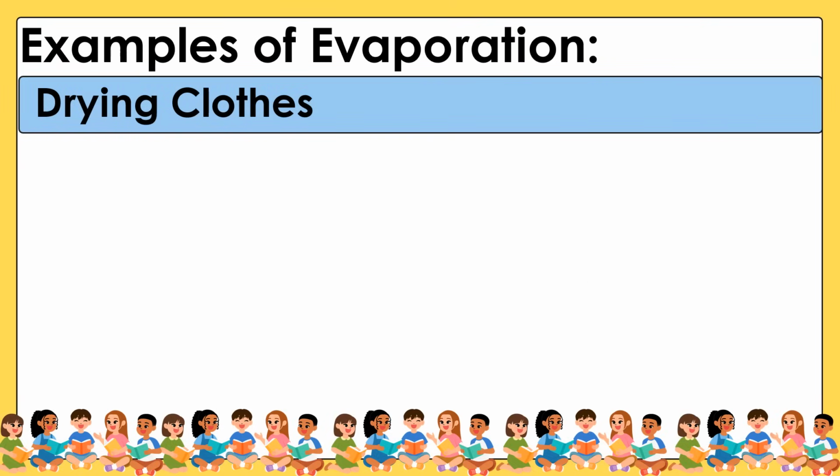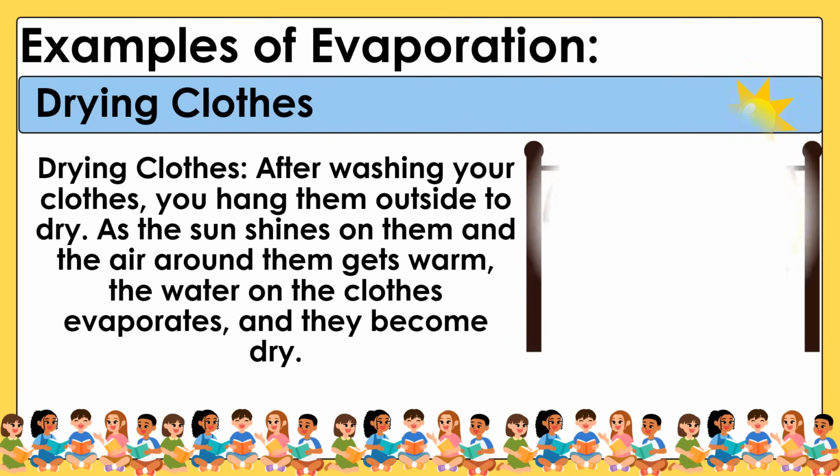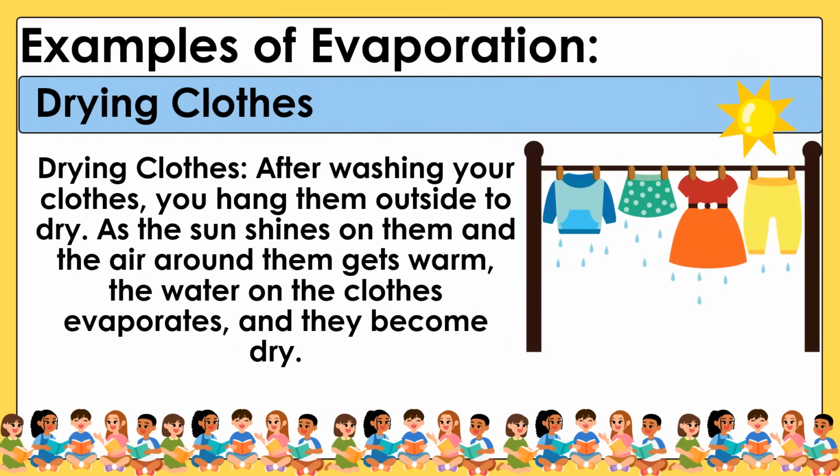Here are different examples. First, we have drying clothes. After washing your clothes, you hang them outside to dry. As the sun shines on them and the air around them gets warm, the water on the clothes evaporates and they become dry.